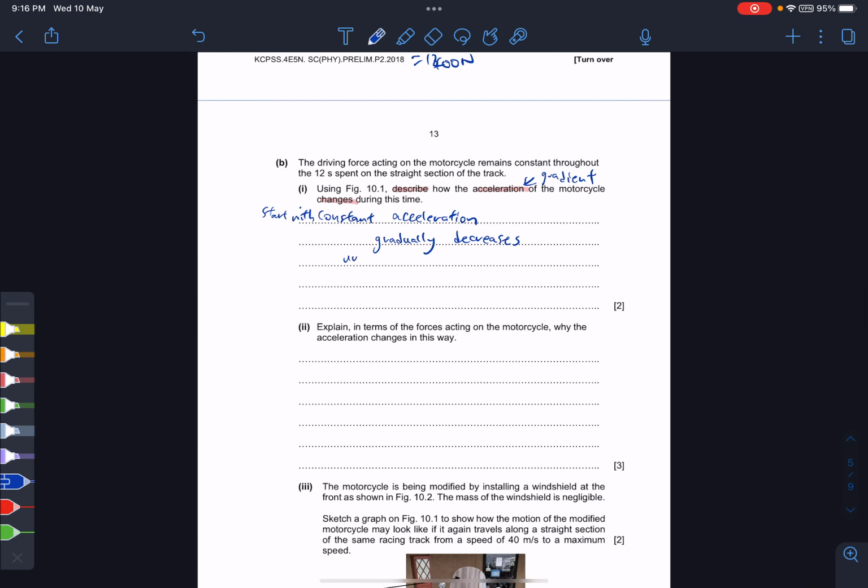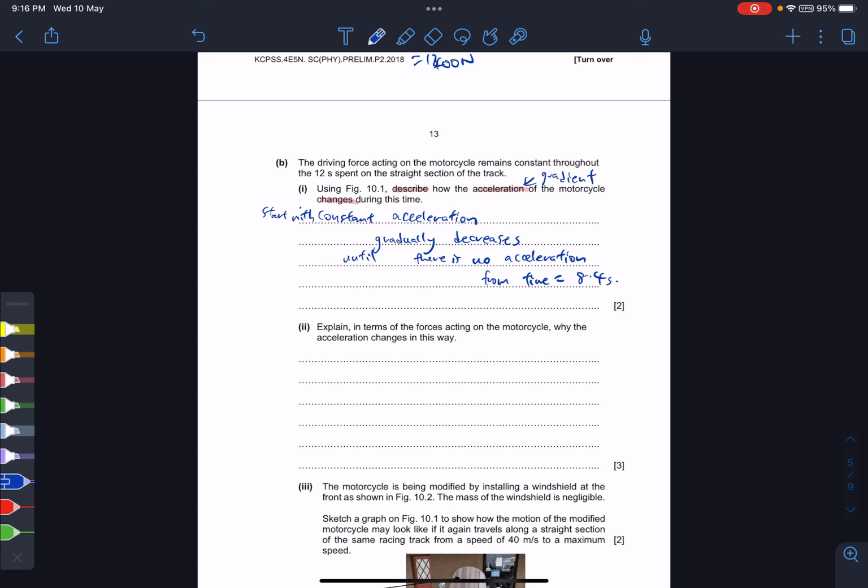It decreases until there is no acceleration, which is from time equal to maybe 8.4 seconds, 8.5 seconds, thereabouts. Yep, that's it. So that's what it means by describe. You need to use the graph. Every single different segment of the graph, you describe with numbers.